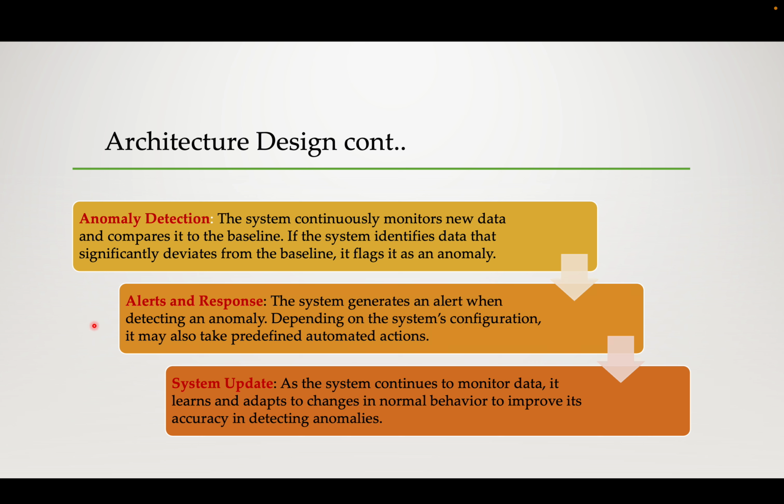Alerts and response: once the system detects an anomaly, it will send an alert to the administrator or whoever is in charge. Some systems also have predefined automated actions as well. Of course, there is the system update. The system will continually monitor data, and it will always learn and adapt to changes in the normal behavior to improve its accuracy in detecting anomalies.